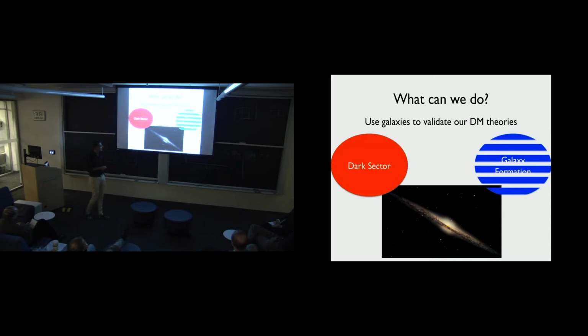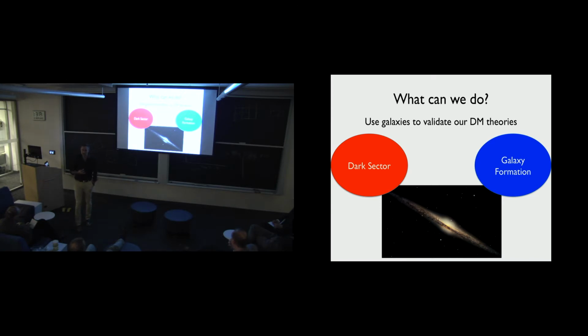You have one part which is the dark sector, the properties of dark matter and dark energy, and the other part is the galaxy formation. By galaxy formation, I mean everything which is related to baryons, which means gas, stars, and possible feedback. Now the idea is that if I can understand the galaxy formation part, and then I can observe galaxies, I can kind of reverse engineer the thing and try to learn something about dark matter. And that's why I study galaxies.